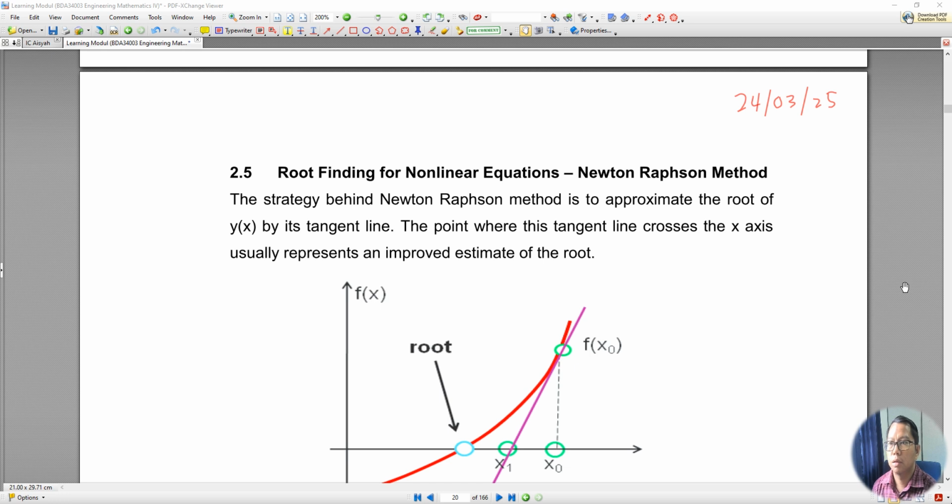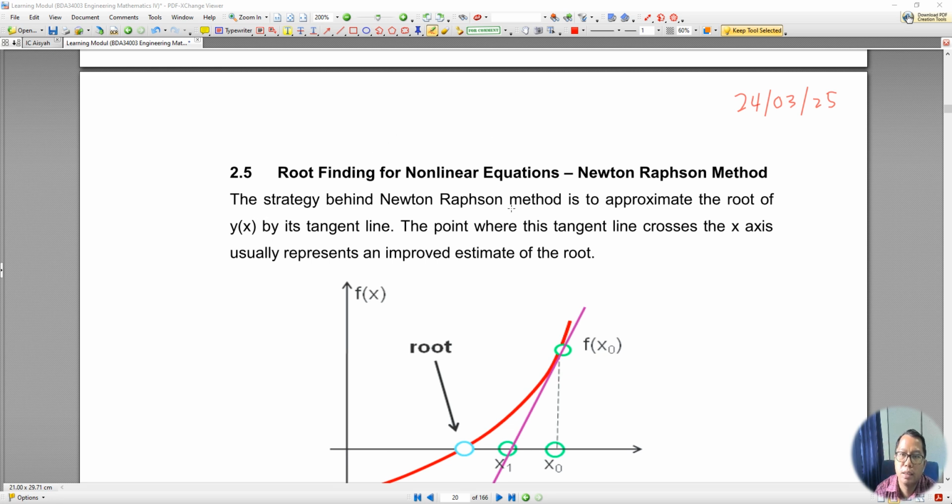Okay, we continue with topic 2.5 about root finding for nonlinear equations by using the Newton-Raphson method. The date today is 24th of March 2025. The strategy behind the Newton-Raphson method is to approximate the root of y(x) by its tangent line.